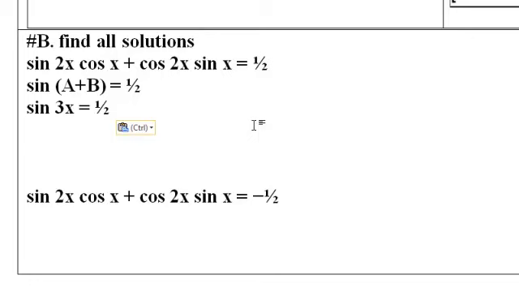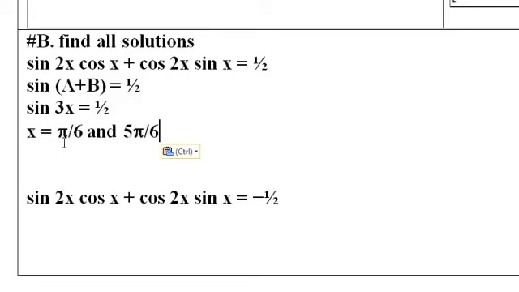Take the inverse sine of 1/2, which puts us into the first quadrant at 30 degrees, or in the second quadrant at 150 degrees. And in radians, that would be, of course, pi over 6, that's the 30 degrees, and 5 pi over 6, that's the 150 degrees. And then, well, that actually would be it. However, notice that we also have to divide these by 3, so this one is going to come out to pi over 18 actually, and 5 pi over 18.